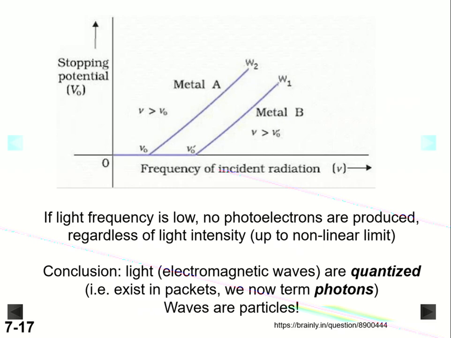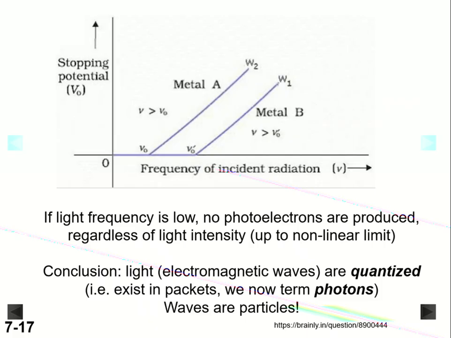So that makes us think back to chapter 4. And so now let's take metal A. If you're at low frequencies, you get no electrons no matter what. And then when you hit frequency nu 0, the electron intensity starts to rise, and you need higher and higher stopping potential as the frequency goes up to stop those electrons from coming off. Metal B takes more energy. You have to get all the way up to nu 0 before it starts to eject electrons.